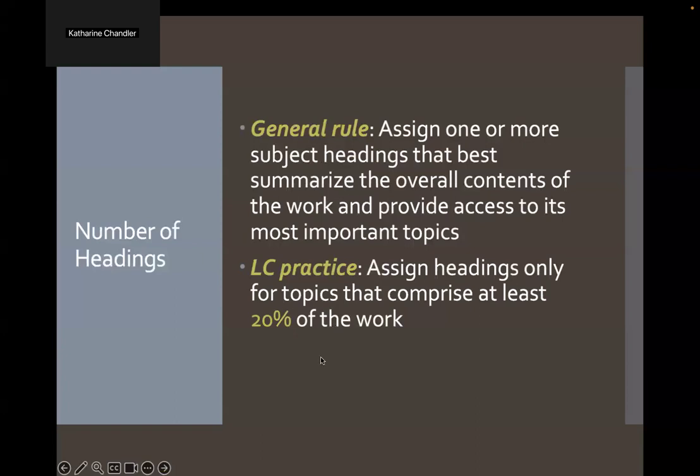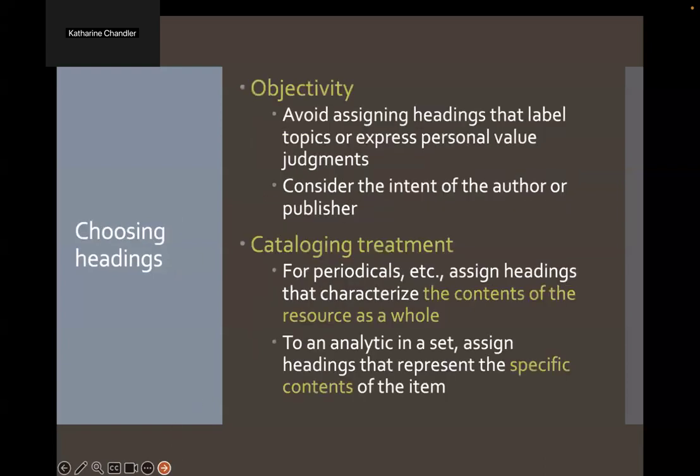Assign one or more subject headings that best summarize the overall contents and provide access to the most important topics. And then assign headings only for topics that comprise at least 20% of the work. So you need to avoid assigning headings that label topics or express personal value judgments, and consider the intent of the author or publisher. With periodicals, assign headings that characterize the contents of the resource as a whole. And to an analytic in a set, assign headings that represent the specific contents of the item.